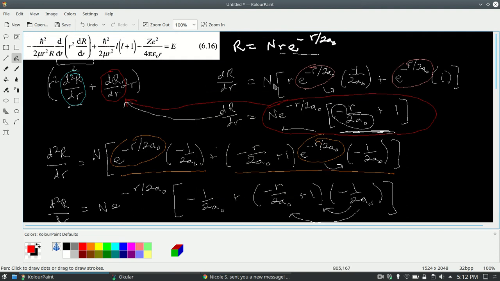So far, I have found the first derivative in red, found the second derivative in light blue, and I'm going to substitute them in and write this whole equation out.